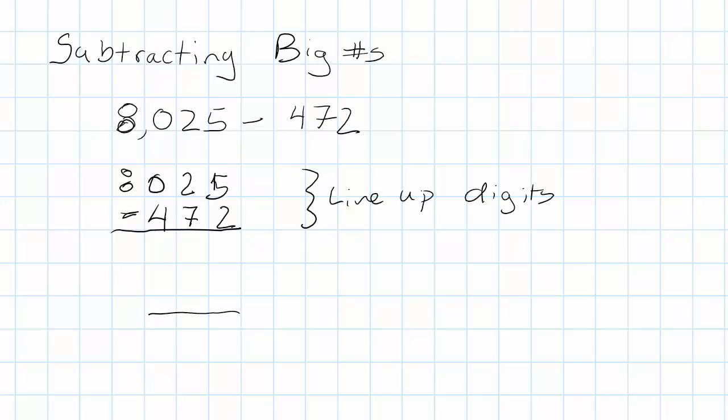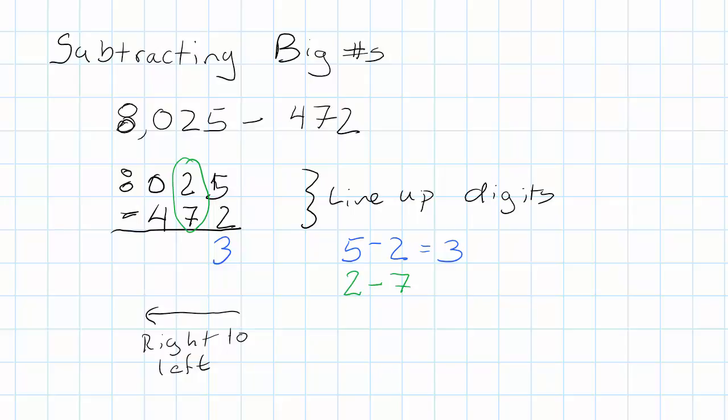And just like addition, we subtract right to left. Here in the ones column, we just have 5 minus 2, and 5 minus 2 is 3. That's no problem. But here in the tens column, right, if we just did this the same way, we would have 2 minus 7. That's not going to work, right? In the whole numbers, we can't take 7 away from 2. What we need to do is go out and get some more tens.